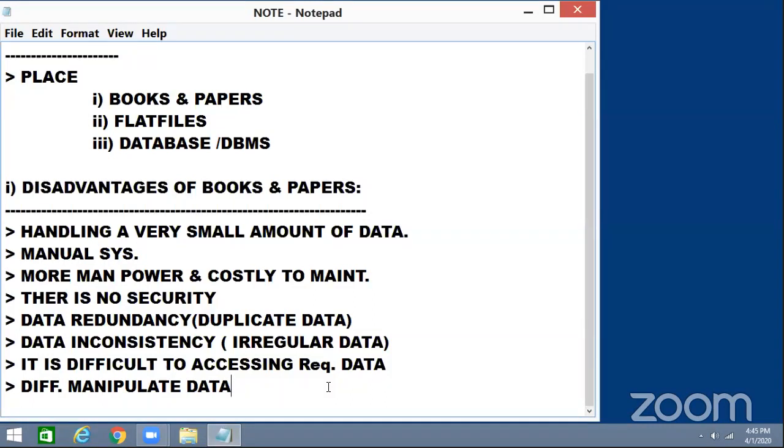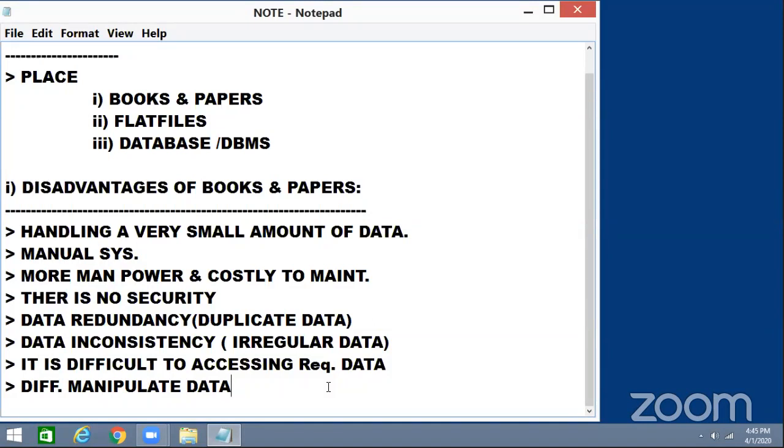So we find many problems like these in our books and papers. A few things I have given: only a very small amount of data can be handled, but big data we cannot handle. It is a purely manual system, so more manpower is required and automatically costs will increase. One of the major problems is that it is not secure, because anybody can open my book and see my data or information.